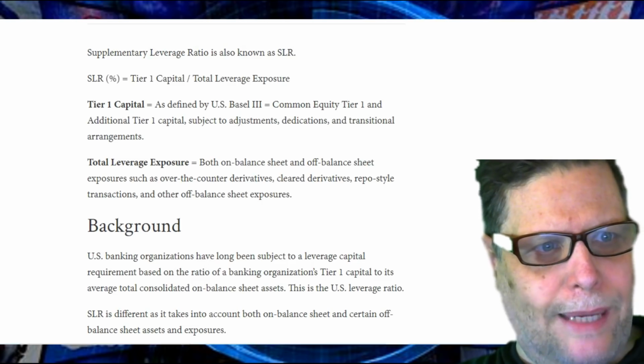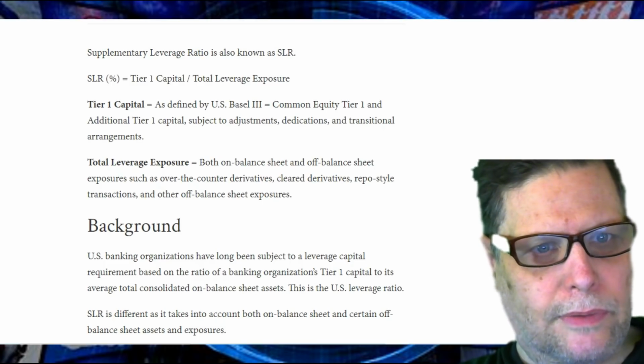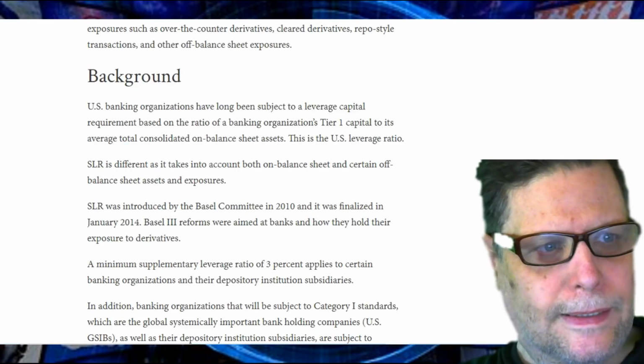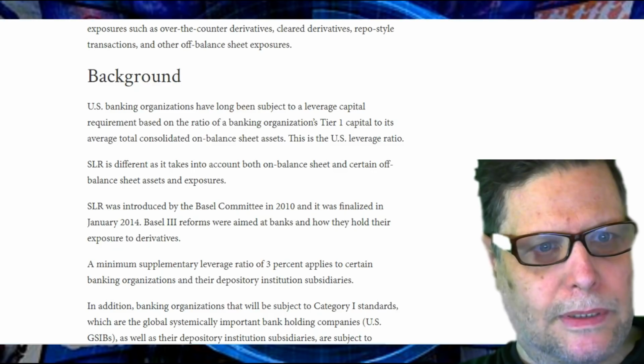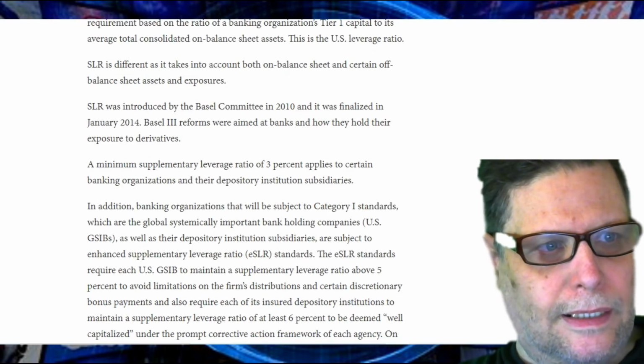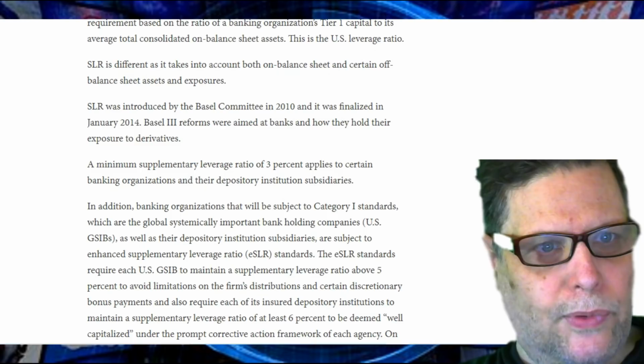It's Tier 1 capital, defined by Basel II. You know, these are things that banks hold, like treasuries and bonds and everything like that. It says U.S. banking organizations have long been subject to leverage capital requirements based on the ratio of banking organizations' Tier 1 capital to its average total consolidated on-balance sheet assets. This is the United States leverage ratio. SLR is different as it takes into account both on-balance sheet and certain off-balance sheet assets and exposures.